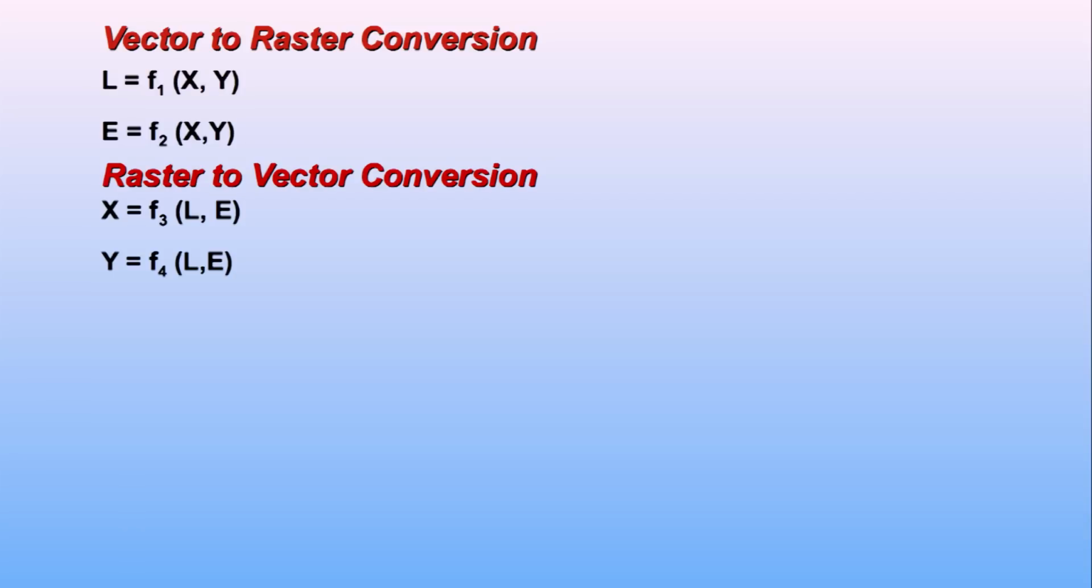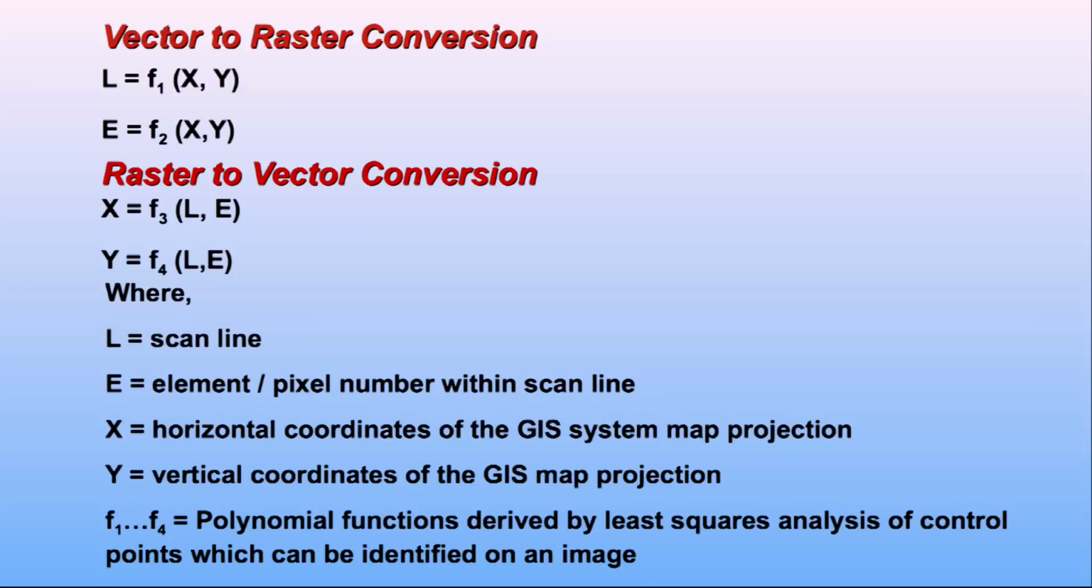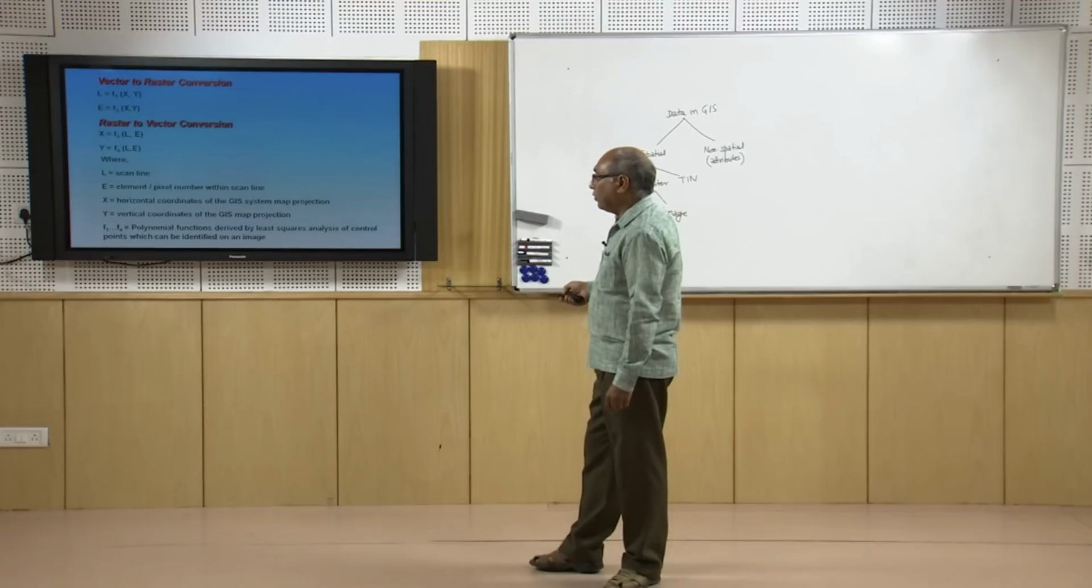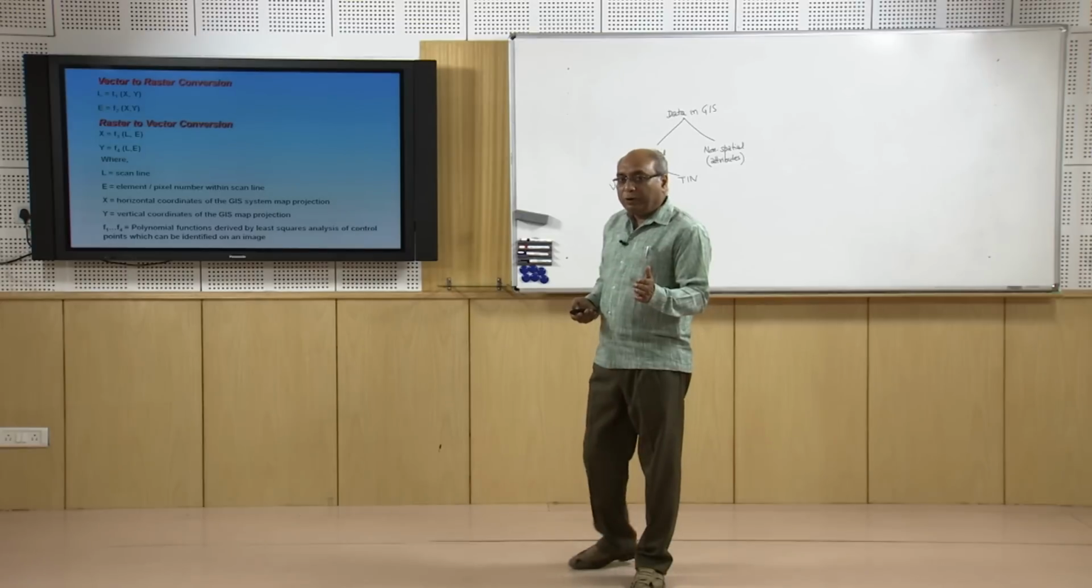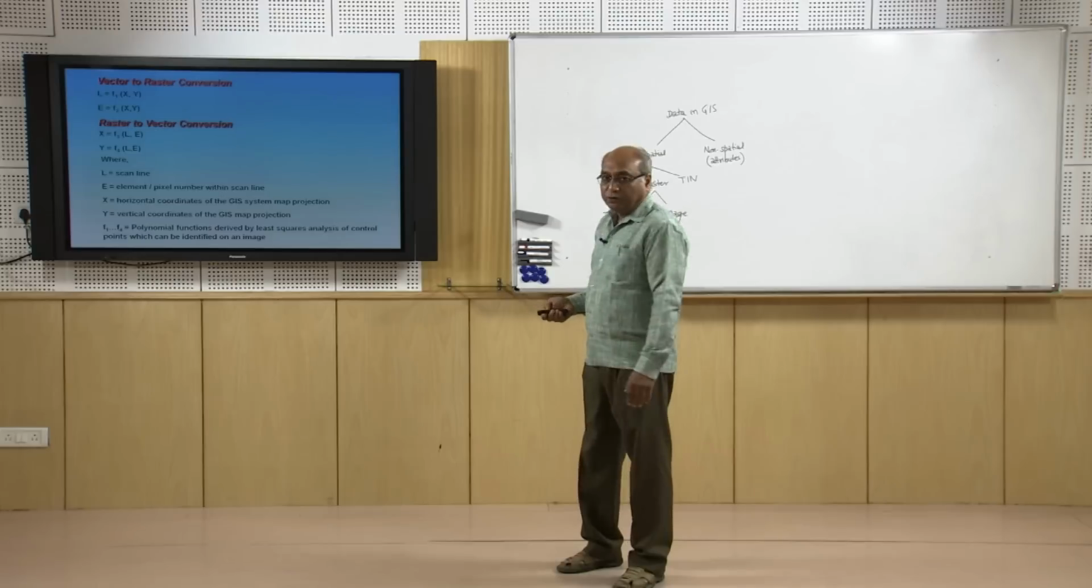Similarly, in the case of raster to vector conversion, which is just the reverse, we need to determine these two coordinates, a pair x and y. Again there are polynomial equations, and L and E, that means line number and row number, will go as input. L is the scan line or line number, E is the element or pixel, x is the horizontal coordinate in the map projection, y is the y coordinate or vertical coordinate, and f1 to f4 are polynomial functions. So this is how conversion from one model to another is possible in GIS.